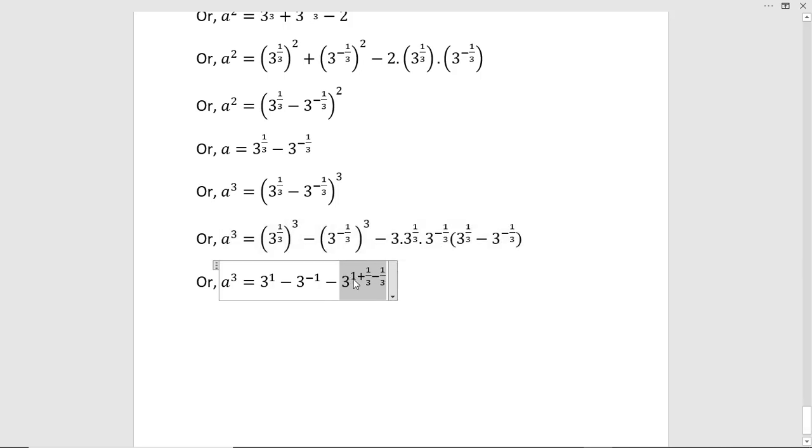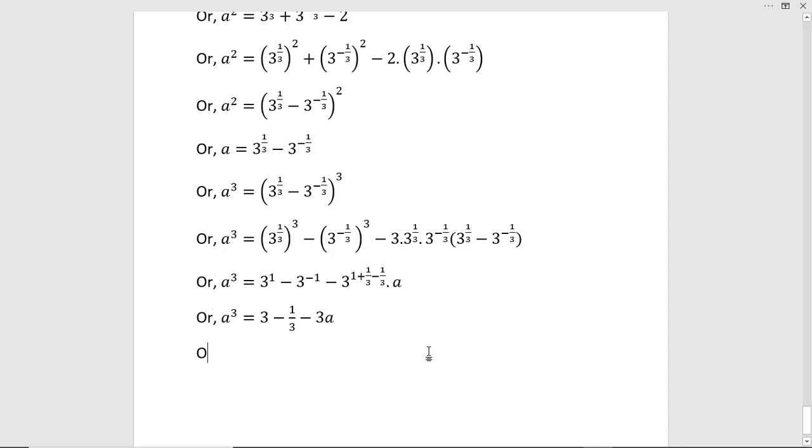If we add them, we will get 3 to the power 1 plus 1 by 3 minus 1 by 3, and also the value of 3 to the power 1 by 3 minus 3 to the power minus 1 by 3 is a. So we will put an a as the value of 3 to the power 1 by 3 minus 3 to the power minus 1 by 3. Now a cube equals 3 to the power 1, equals 3, minus 1 by 3 minus. Look here, 3 to the power 1 by 3 and 1 by 3 are cancelled, therefore there will be 3 here, 3a.